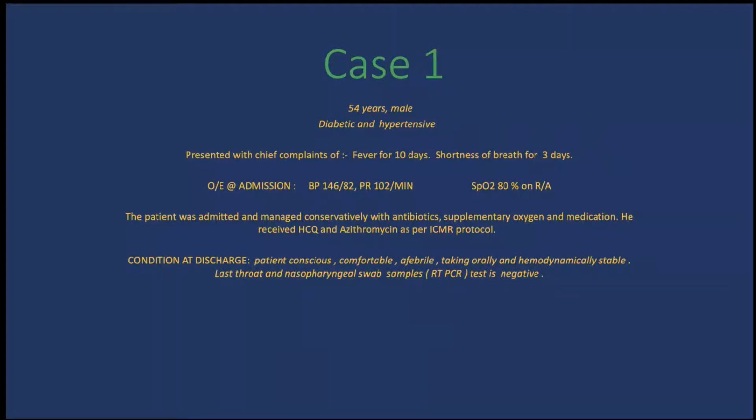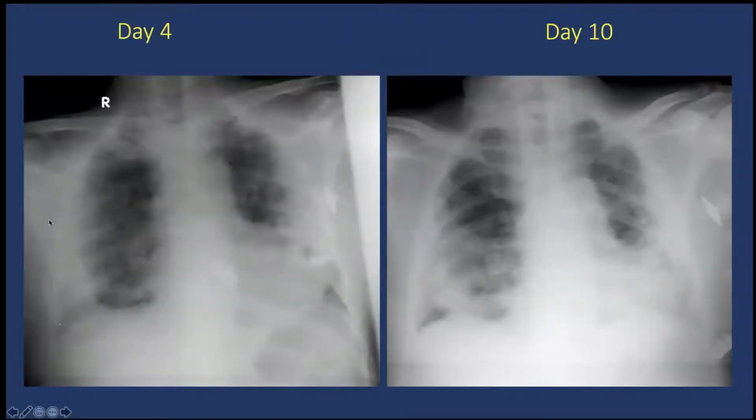My first case is a diabetic and hypertensive 54-year-old male who presented with fever of 10 days and shortness of breath since 3 days. He was severely dyspneic and his SpO2 was 80% on room air. He had the symptoms for 3 days when he was referred and admitted at our center. And this is his day 4 of symptoms radiograph.